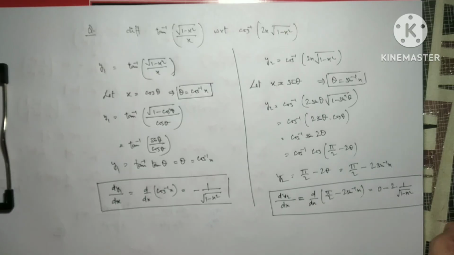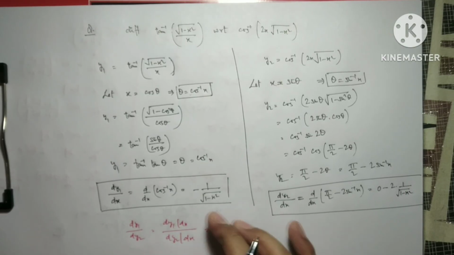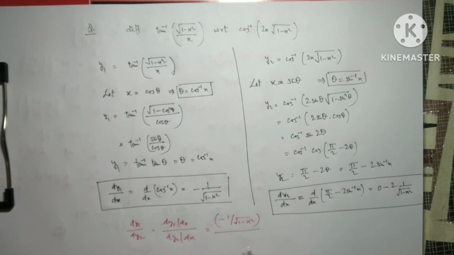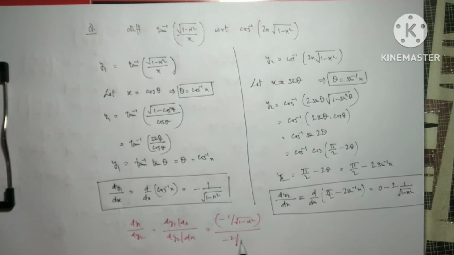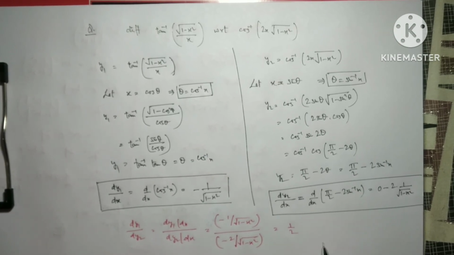So you get this value. But as a result we want differentiation of y1 with respect to y2. So it is differentiation of first function with respect to x divided by differentiation of second function with respect to x. So on putting these values we get minus 1 over under root 1 minus x square, and this is minus 2 over under root 1 minus x square. So cancel out this, we get 1 by 2. So answer is 1 by 2.